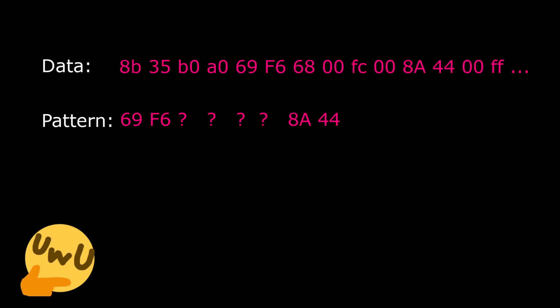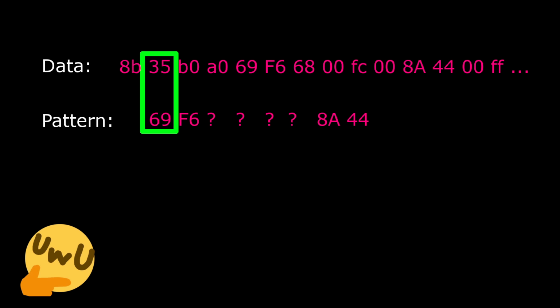As an example, let's say we have this pattern and this chunk of memory to compare it against. The question marks in the patterns are wildcards, meaning at those locations any values are acceptable. With the brute force method, we start at the first location in memory and in the pattern and we compare the two bytes. They do not match, so we move the pattern one step to the right and again compare the first byte in the pattern but now with the second byte in memory.